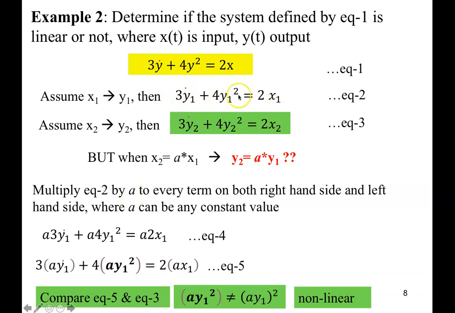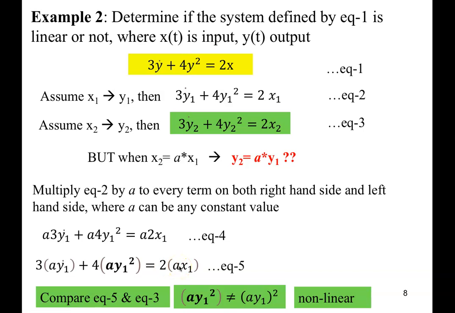Every single term needs to be multiplied by a. That becomes a3y1 dot plus a4y1 squared equals a2x1. I'm going to take the constants 3, 4, and 2 out. That becomes 3ay1 dot plus 4ay1 squared equals 2ax1.